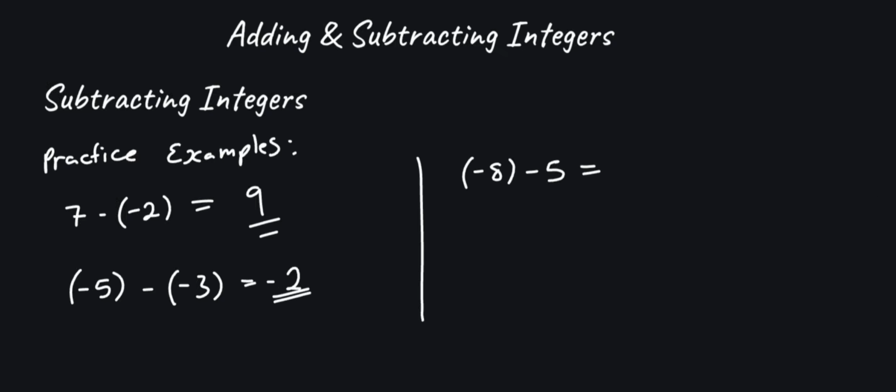Here's another question. Negative 8 minus 5. This is the same as negative 8 plus negative 5. What can we say about these two terms? They have the same sign, so we'll add them. This would give us 13, and the larger number is 8. What's the sign of the larger number? Negative. And that's how we get our answer.